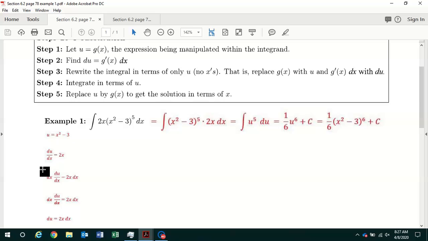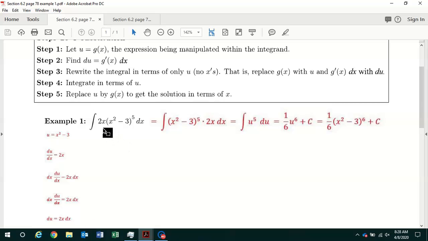And so the derivative of u with respect to x, right, is equal to 2x. The derivative of the right-hand side is just 2x. And now we have to isolate du on the left. So we multiply both sides by dx. The dx's cancel, and we're left with du is equal to 2x dx.